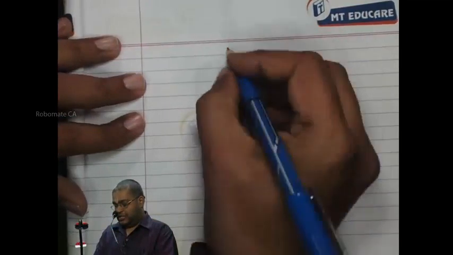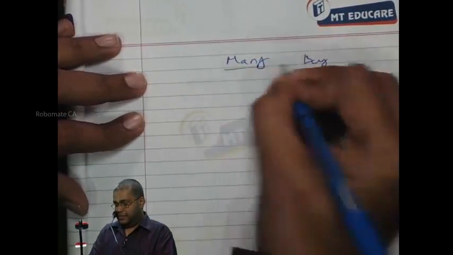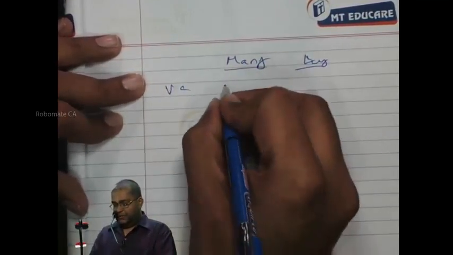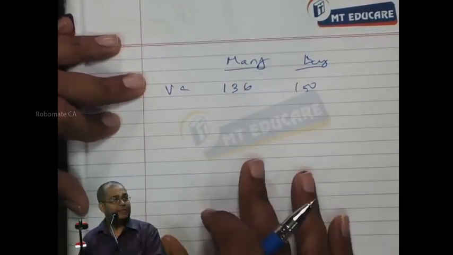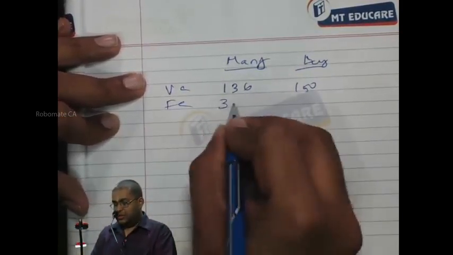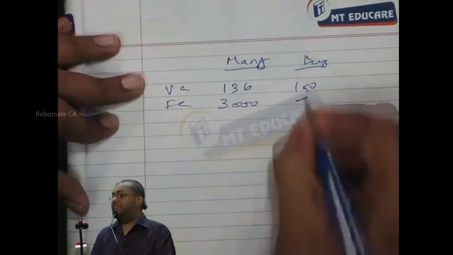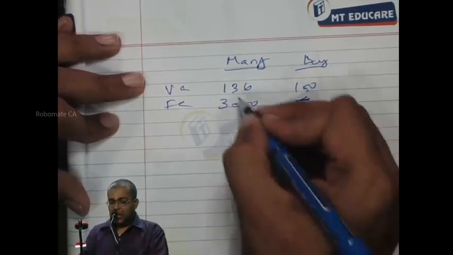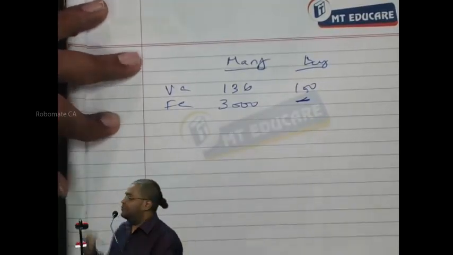I have two options. One is manufacturing, another is what? Buying. Now, if you see the variable cost, manufacturing is 136, buying is what? 150. Is it accepted? But when it comes to fixed cost, manufacturing is how much? 3,000. Buying, no fixed cost. The advantage of buying is no fixed cost. Advantage of manufacturing is what? Low variable cost. When you see that, we should be having what? Indifference point. Yes or no?